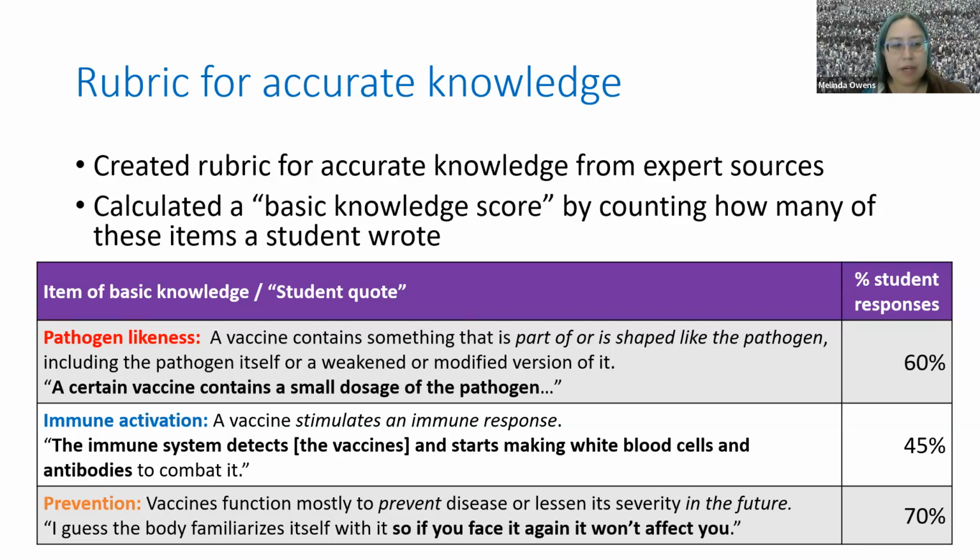And the second part is immune activation, right? So vaccines stimulate the immune system. So another example is the immune system detects the vaccine, starts making white blood cells and antibodies to combat it. And then the third is prevention. So vaccines function mostly to prevent disease or lessen its severity in the future. As opposed to, there were students who are like, oh, you get sick and then you get a vaccine. For the vast majority of vaccines, right? That's not how you do it. It's for preventing future disease.